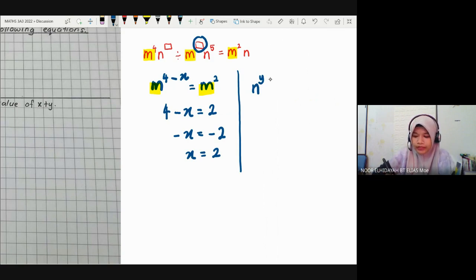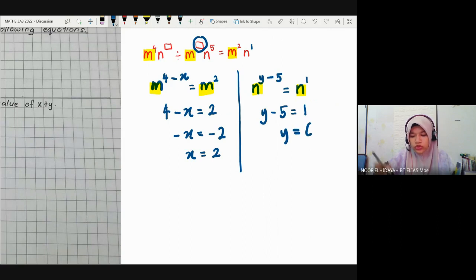Minus n to the power of 5, so y minus 5 equals to this one, don't forget to put 1. Equals to n to the power of 1. Then you compare the index, because now we have the same base. Just compare the index. y minus 5 is equals to 1. Therefore, here y is equals to 6. Okay, this is how you solve this question.